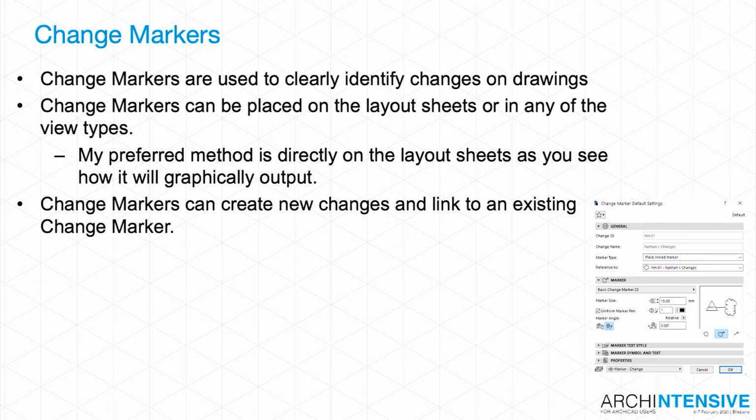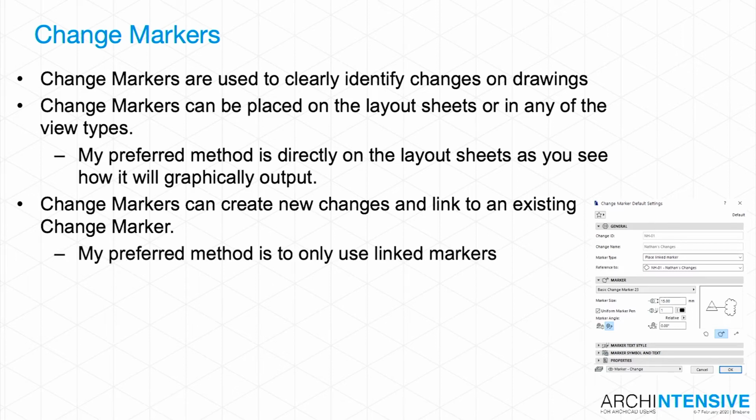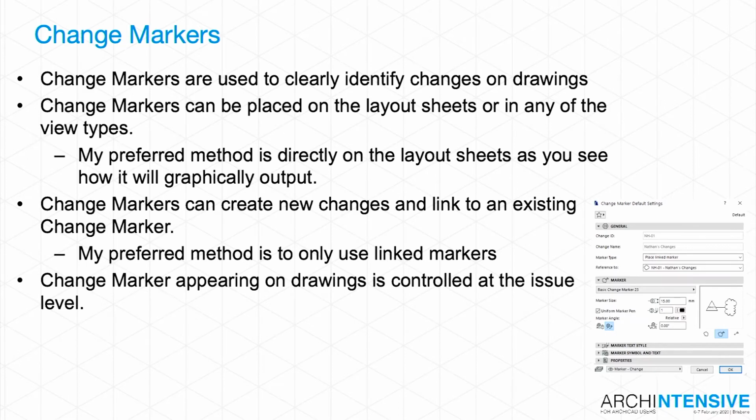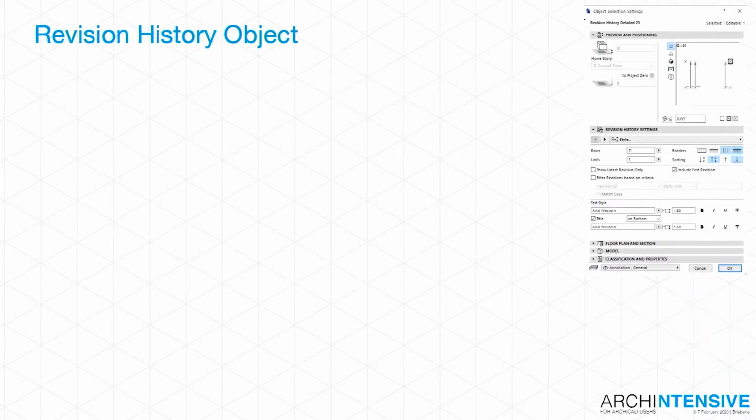So change markers can create new changes, or they can link to an existing change. Now, in this instance, my preferred method is to only use linked markers, so you actually control changes using the change manager and then link the markers that you create to an existing change. Change markers that appear on drawings are controlled by the issue level, which we talked about before.